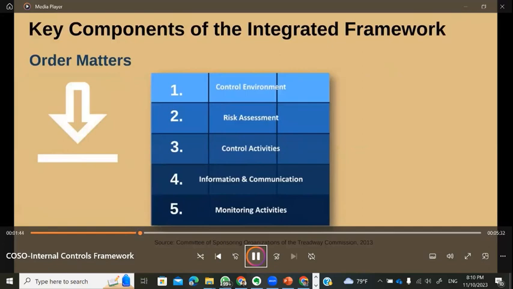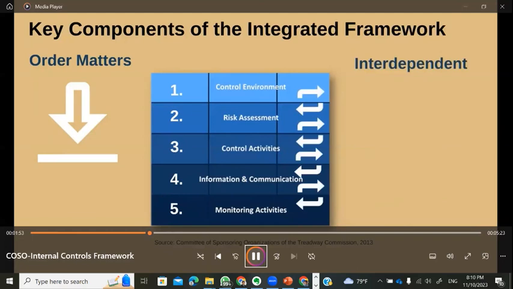Secondly, the components should not be considered discretely. Instead, they operate together as an integrated system. These components are interdependent with a multitude of interrelationships and linkages among them. So, let's briefly go through each one.